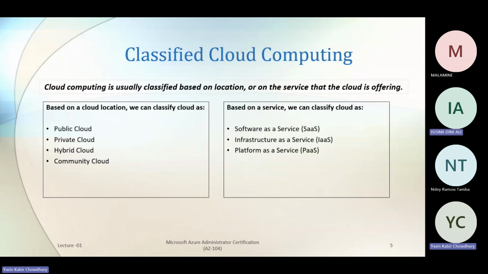The first one is the location based. There are four clouds: public cloud, private cloud, hybrid cloud, community cloud. And as the service clouds, based on the service, we can divide it into three services. That is software as a service, normally shortly called SaaS, infrastructure as a service, IaaS, and platform as a service.